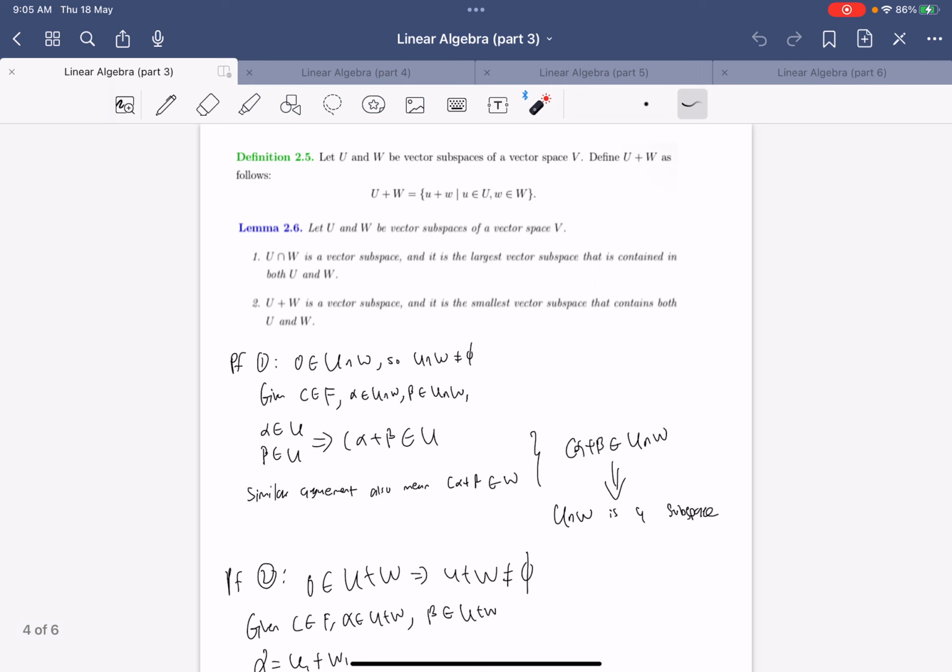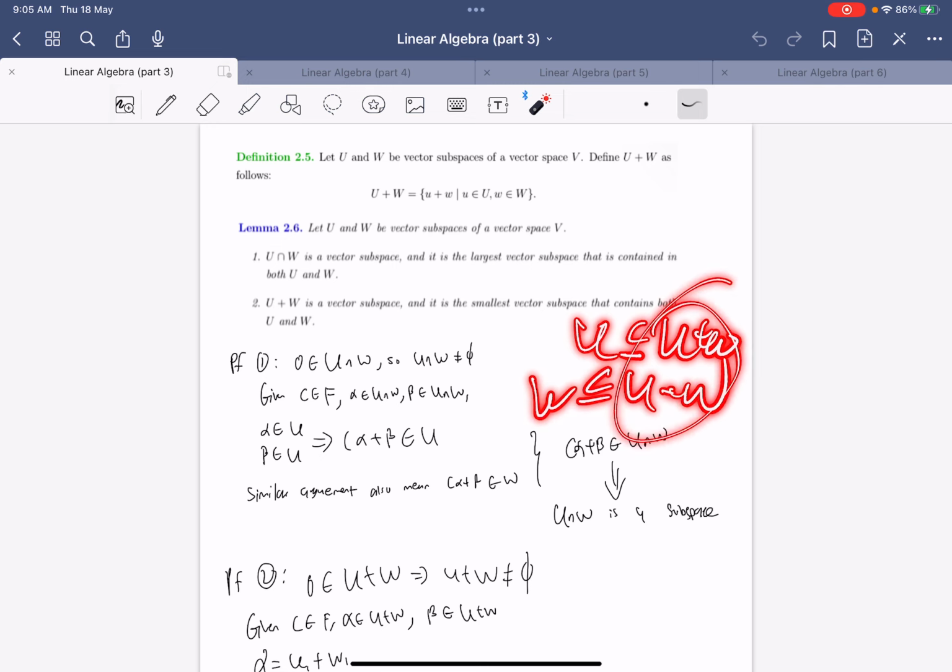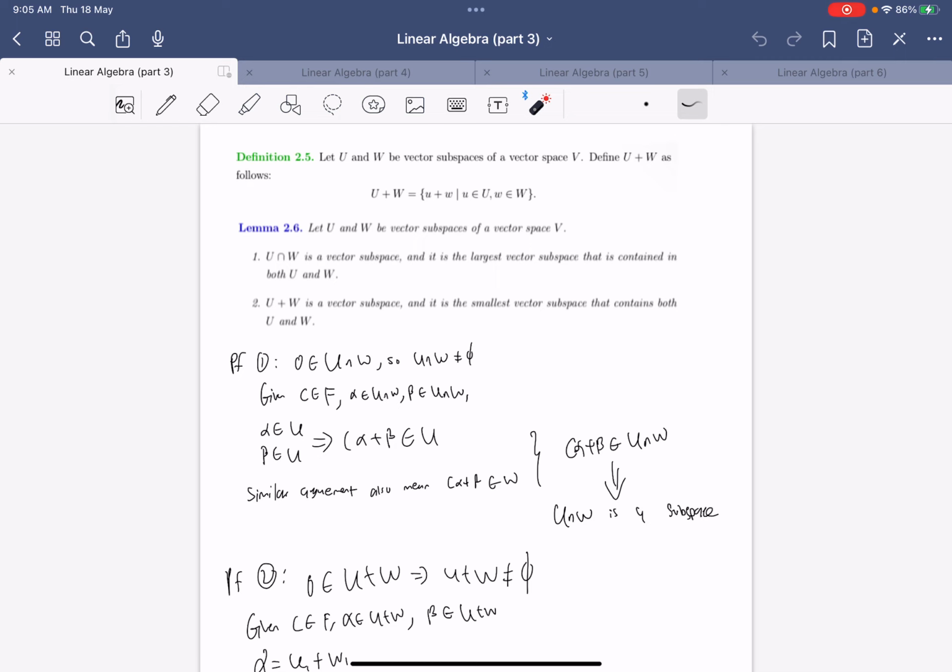And what you really want to show is that it is the smallest vector subspace that contains both U and W. So now U is a subset of U plus W, and W is a subset of U plus W, and this is the smallest vector subspace that contains both U and W. So these are easy verifications to check, but they give us more examples of vector subspaces.